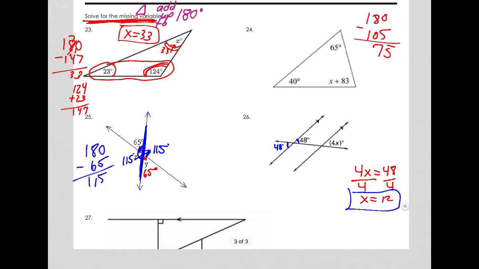Alright, you should have noticed right away actually that this 48 corresponds to this 48. Notice they're on the same side. It's just kind of like this angle right here was shifted, translated, to the right. So both of those should add up to 48 degrees. Alright, so that's why I was able to say that 4x needs to equal 48, and then I solved it.